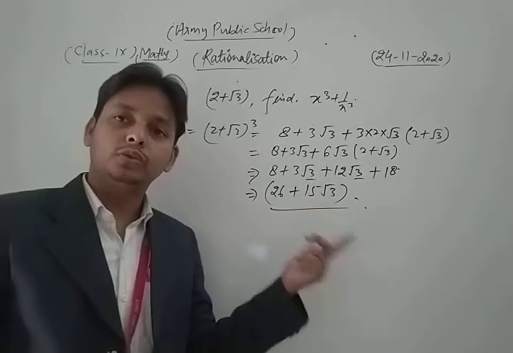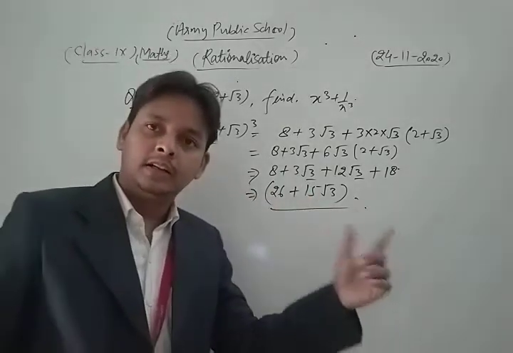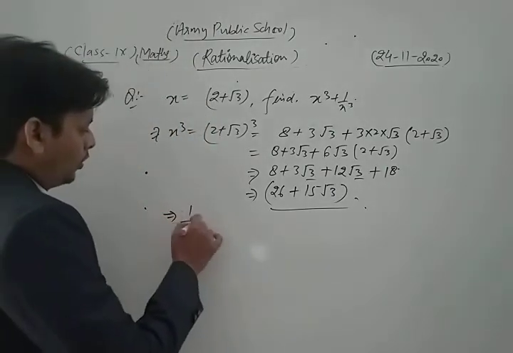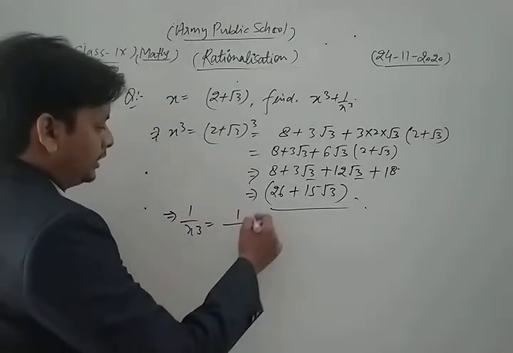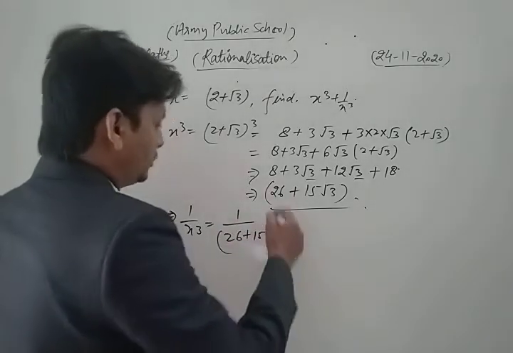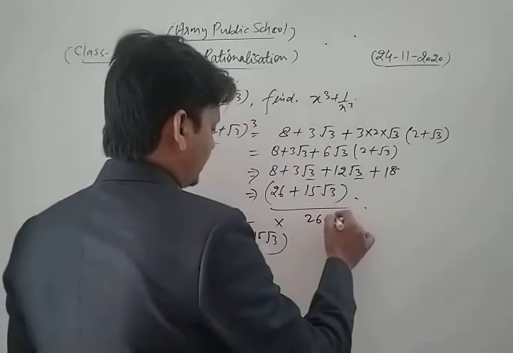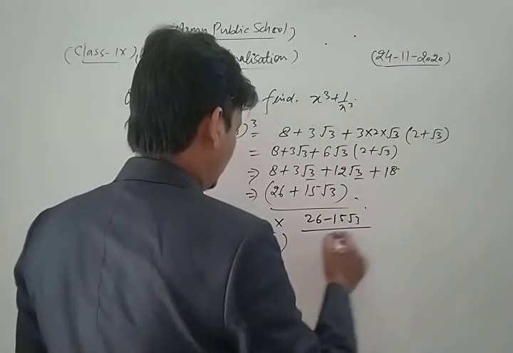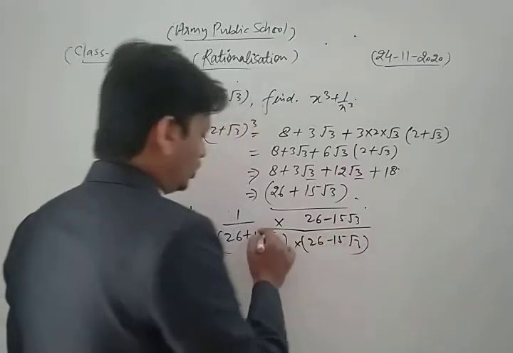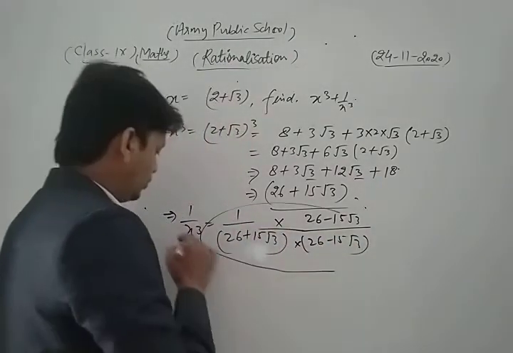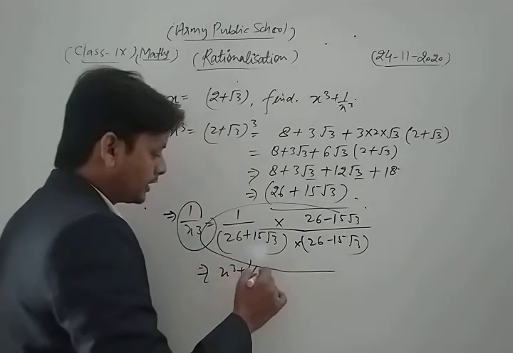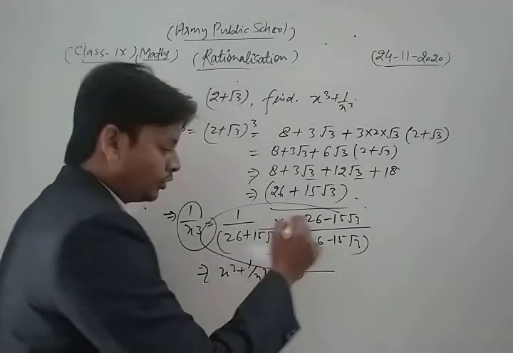Now by the same process as the previous question, we find the value of 1 upon x cube, which is 1 upon 26 plus 15 root 3. We must multiply both the numerator and denominator by its conjugate. So 26 minus 15 root 3 upon 26 minus 15 root 3. Similarly, now you simplify them, you get the value of 1 upon x cube. After that, you add them, x cube plus 1 upon x cube, and hence you get your answer.